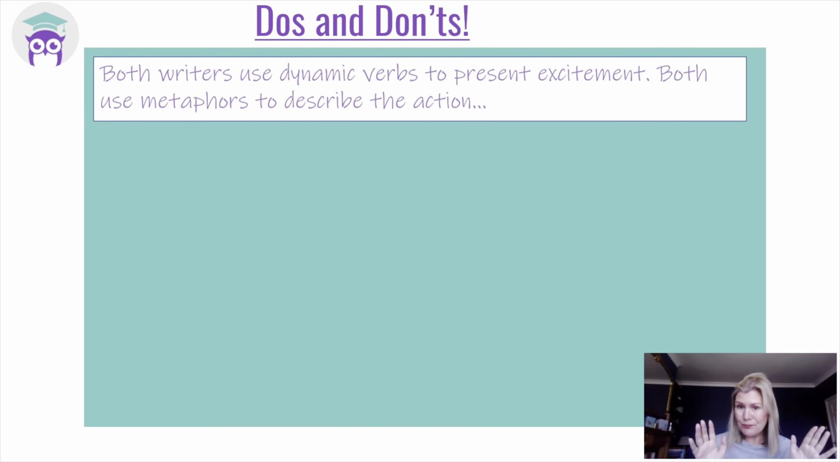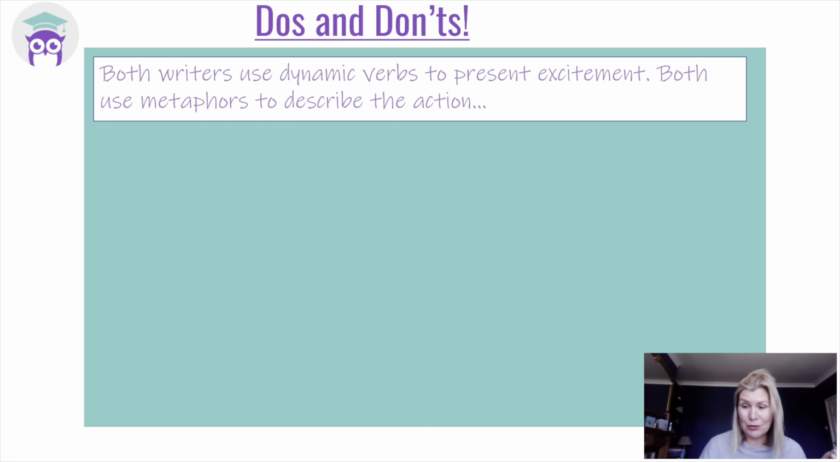So, do's and don'ts. This is the kind of thing that I see people doing which gets them 0 marks. So both writers use dynamic verbs to present excitement. Both use metaphors to describe the actions. Now that may be the case. Both texts might do that. They might both use metaphors. They might both use dynamic verbs. But those are not similarities about what happens in the game. Yeah, it's got to be content based.